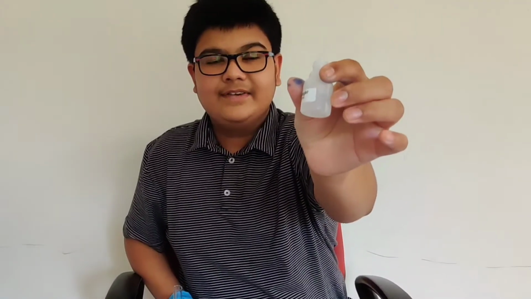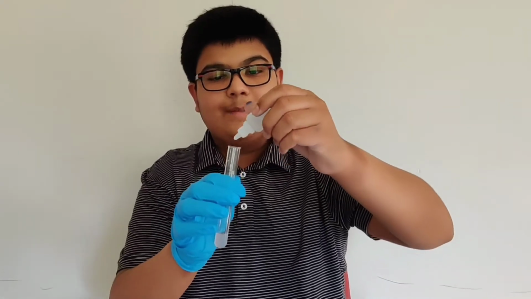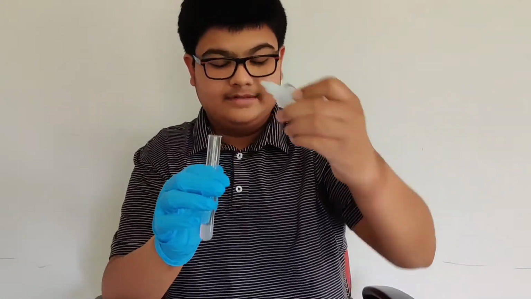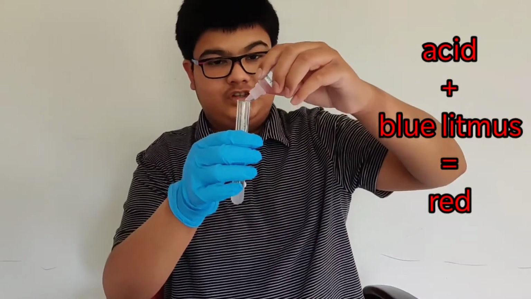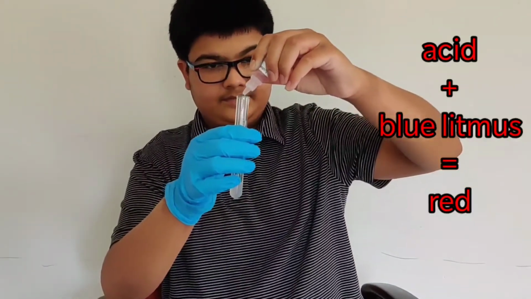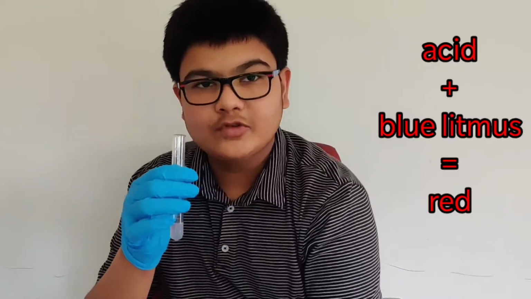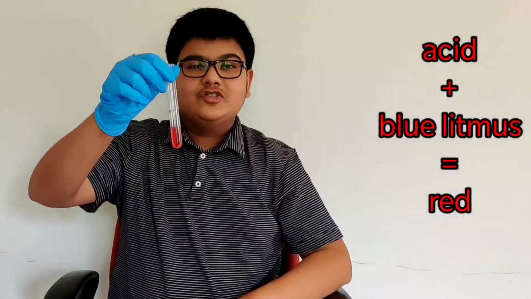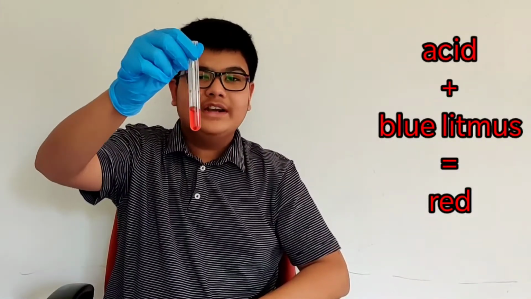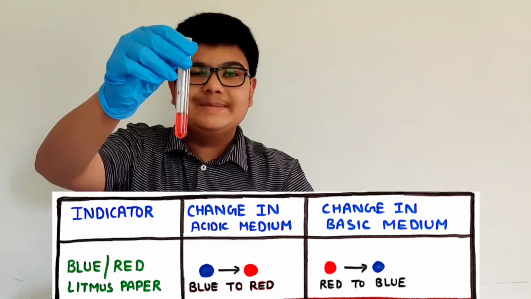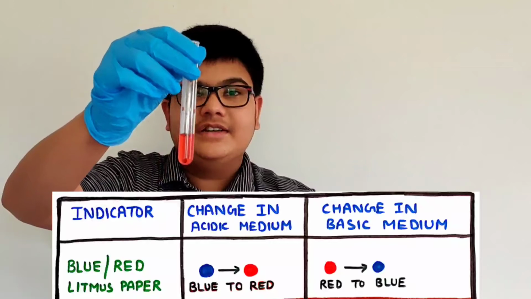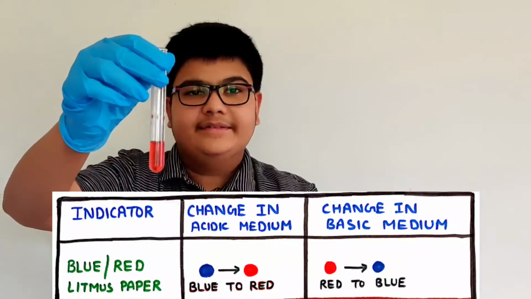Now let's test it with vinegar. I am adding vinegar, and now I am adding blue litmus solution. And now we will wait for a few seconds. Here you can see that after adding blue litmus to the acid, it has turned red. So this means that acids turn blue litmus red.